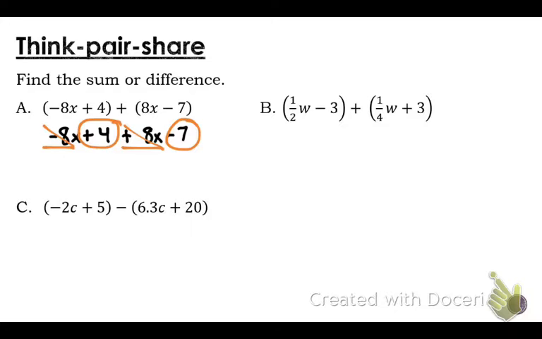All I'm left with is 4 minus 7. What is 4 minus 7? -3. A few of you guys told me the answer was 3, but you've got to remember to take the sign of the larger number. If your notes do not look like mine, please erase it and fix it. Moving on to the next one.